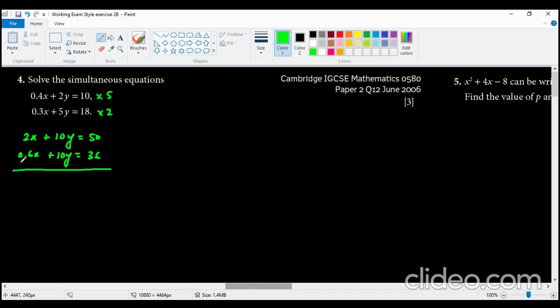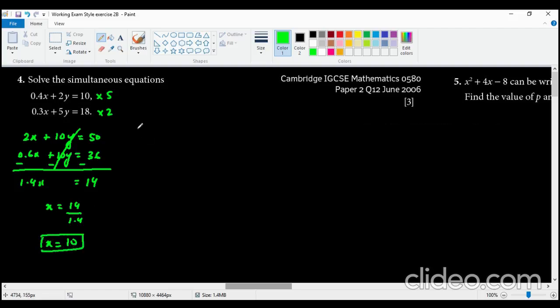Subtracting this, changing the sign, this is going to give us 1.4x. This is going to be cancelled, and this is going to give us a 14. So x will be equal to 14 divided by 1.4. Ultimately, this is going to give us a 10. So the value of x is 10.